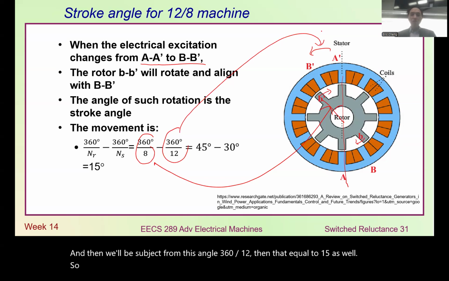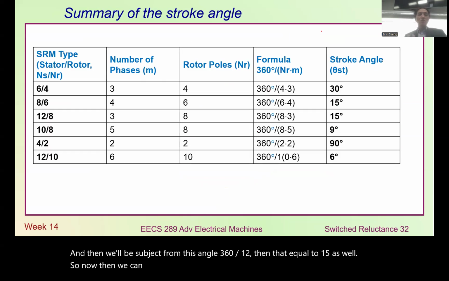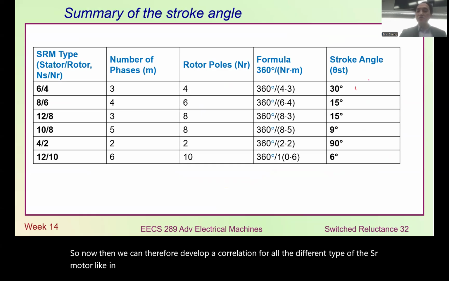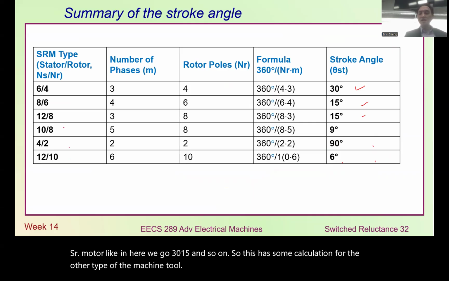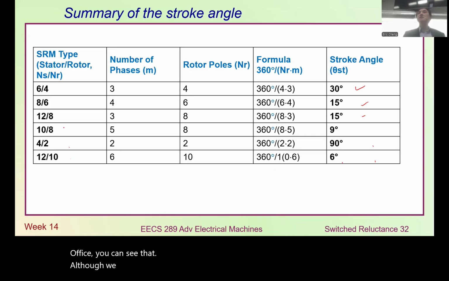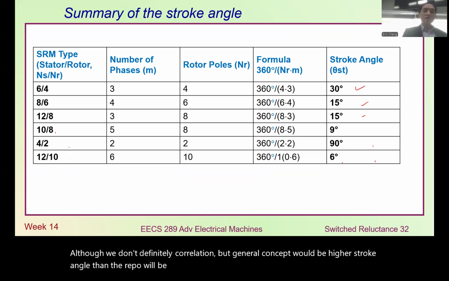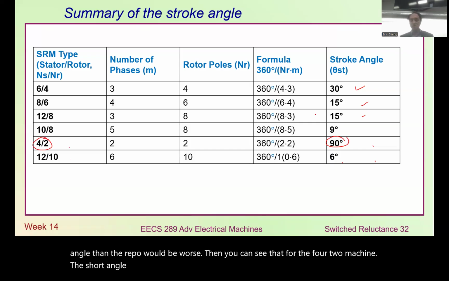Now then, we can develop a correlation for all the different types of SR motor. Like in here, we have 30, 15, and so on. So this has some calculations for the other types of machine too. Obviously, although we don't have a definite correlation, the general concept is that the higher the stroke angle, the worse the ripple. You can see that for the 4-2 machine, the stroke angle is 90, so the ripple torque must be quite bad.